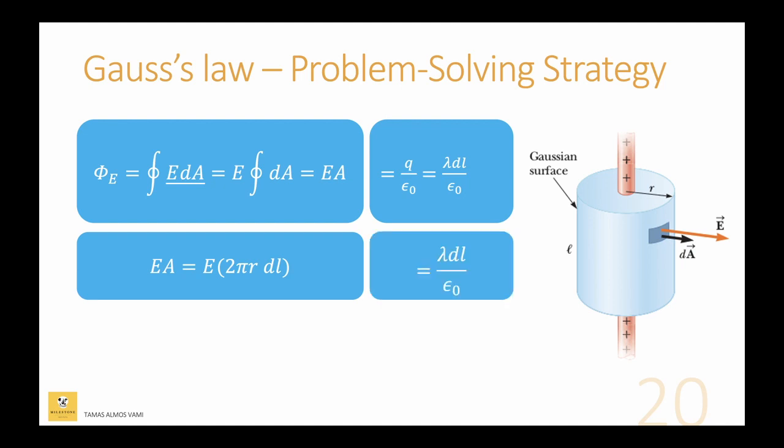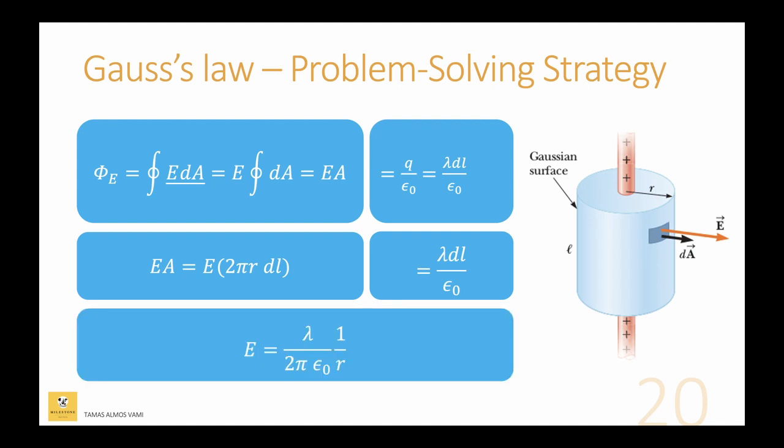And then the right side is still just lambda times dl over epsilon zero. So the dl's are actually cancelling out, and so we can just divide by the 2 pi r from the left hand side and get that the electric field created by an infinitely long wire is going to be lambda over 2 pi epsilon zero r, and the electric field is proportional to the inverse of the distance from where we are looking at this wire.